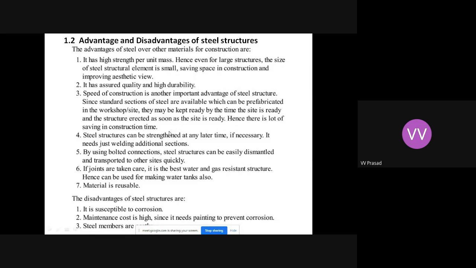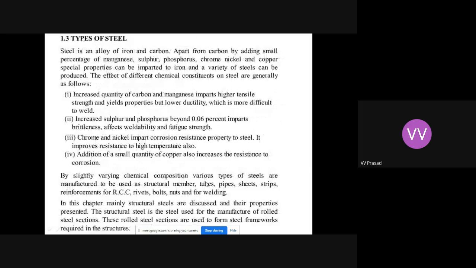It has assured quality and higher durability compared to other materials. Steel structures can be strengthened at any time if necessary; it needs just welding of additional sections. The material is reusable at any time. The joints are taken care of. It is also best for water and gas resistant structures. So, advantages as well as disadvantages are there.